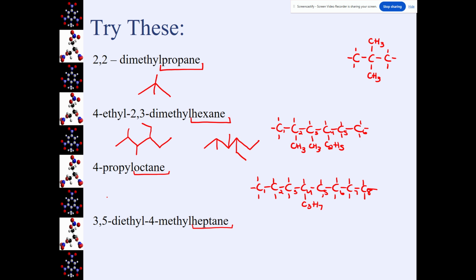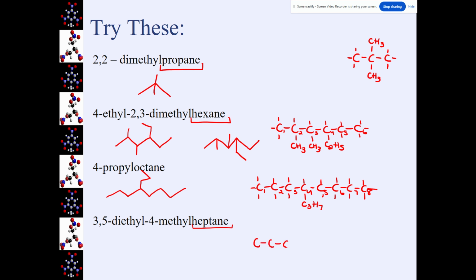Line diagram, 1, 2, 3, 4, 5, 6, 7, 8. And then on 4, there's a propyl, 1, 2, 3, for example. Okay, let me try that again. 1, 2, 3. It doesn't have to be perfect. There's not, again, a specific way it has to be. Okay, 1, 2, 3, 4, 5. Yeah, that looks right. And then the last one, heptane.